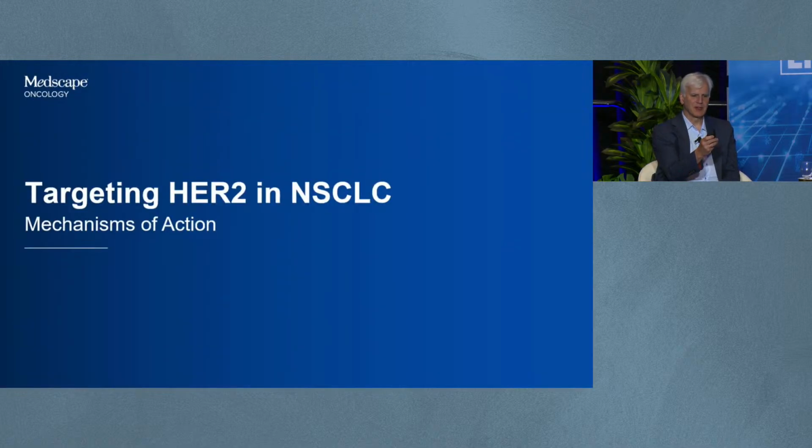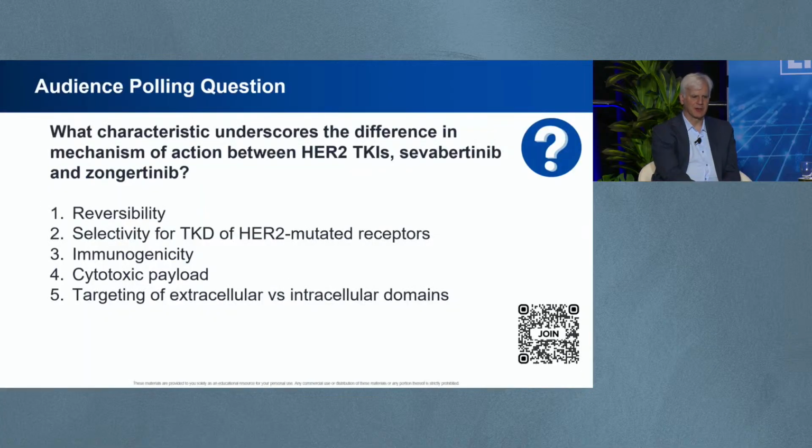So let's talk about the basic mechanisms of action. And before that, we have a polling question. What very specific characteristic underscores the difference in mechanism of action between the HER2 TKIs, cevabertinib and zongertinib? Is it reversibility? Is it selectivity for the TKD of HER2-mutated receptors? Is it their immunogenicity, cytotoxic payload, targeting of extracellular versus intracellular domains? Let's see what you know.